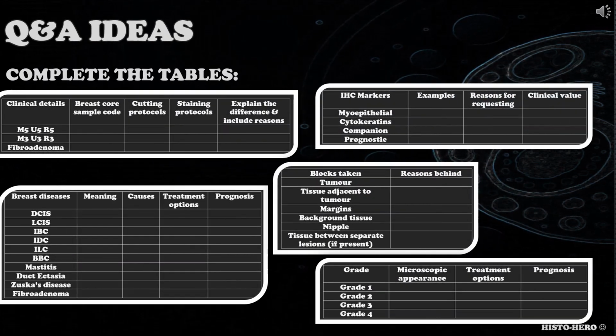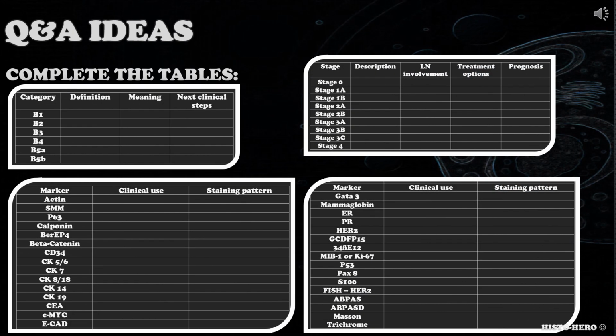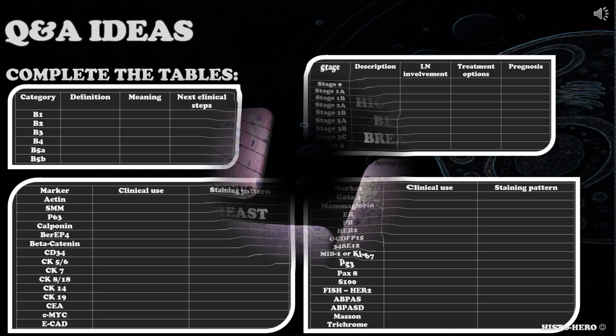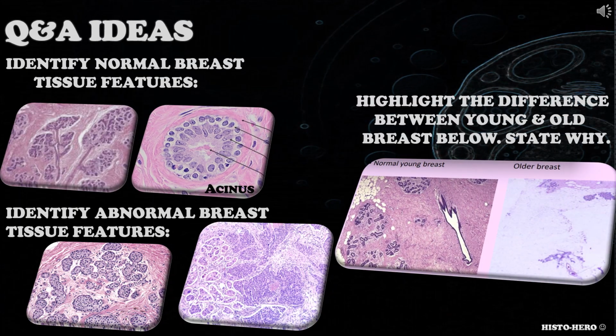You could ask them to complete tables you created, based on the learning outcomes. Some more examples of tables, based on the learning outcomes, that could be used to test candidates' knowledge. Or you could use images to test candidates' knowledge and competence.